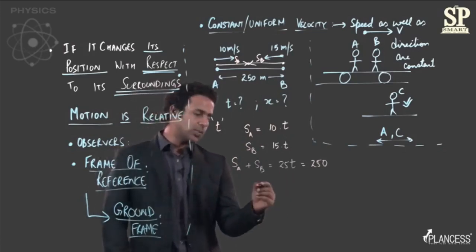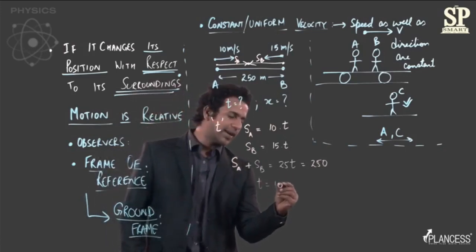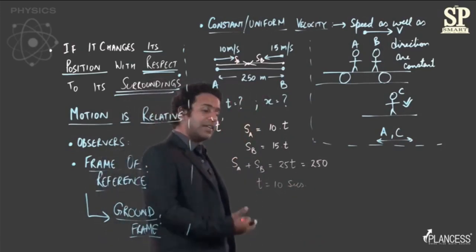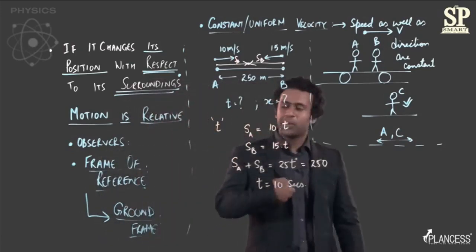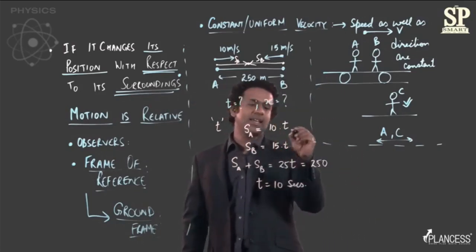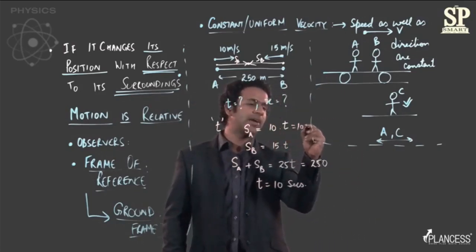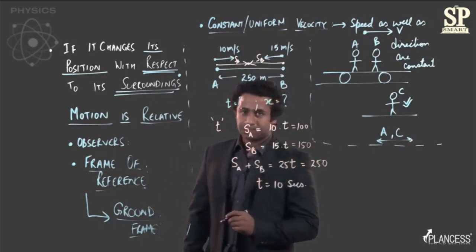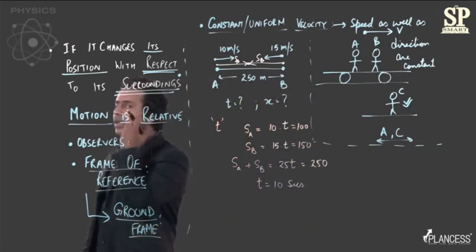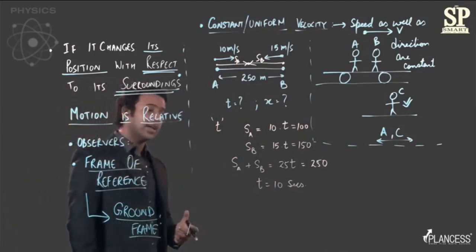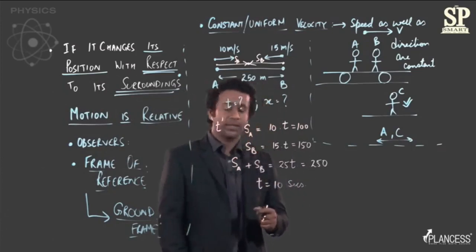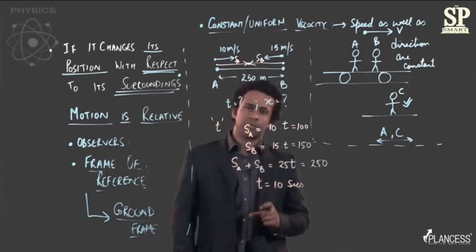So solving this, we see that t is equal to 10 seconds. So they will meet after 10 seconds. And substituting these values, you can clearly see that the distance covered by A would be 100 meters and the distance covered by B would be 150 meters. So they will meet at a point which is 100 meters from A and 150 meters from B. Right, so this is one way to solve this problem.